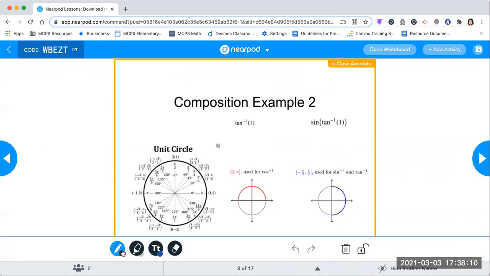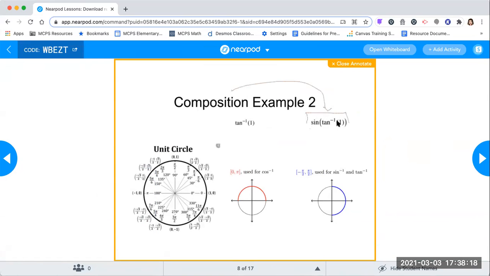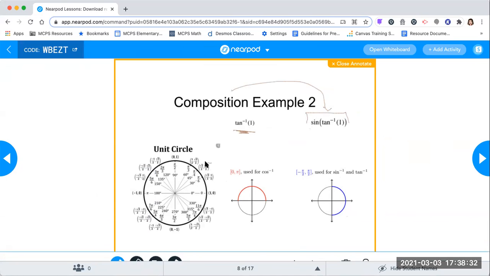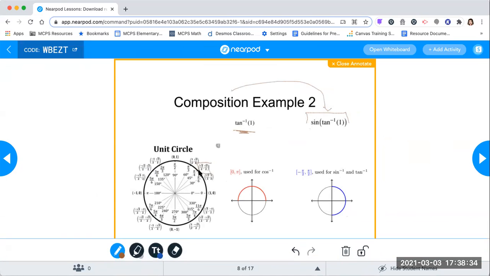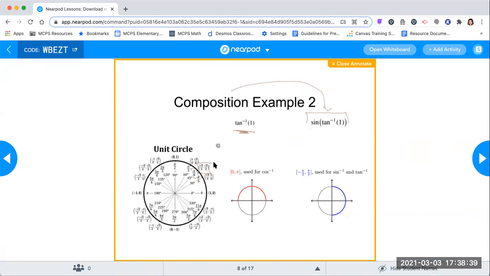Okay, let's do another one. Again, we have a problem within a problem. The composition is the sine of inverse tangent of 1. So it makes sense to first figure out, what's inverse tangent of 1? Remember the range for inverse tangent, same thing: the right half of the unit circle. So where do we have a y over x that's equal to 1? It's going to be pi over 4, because that's where you have a matching x and y. Root 2 over 2 divided by root 2 over 2 is going to be 1. So inverse tangent of 1 is pi over 4.